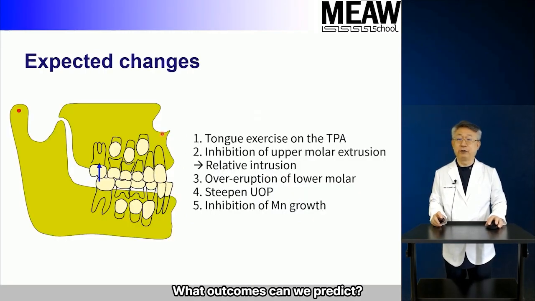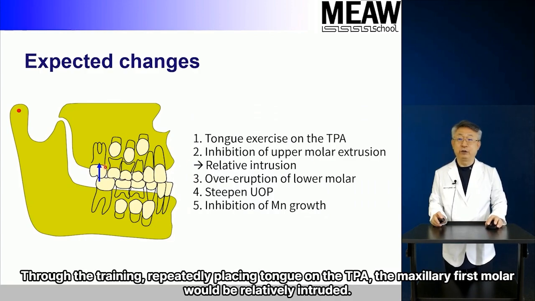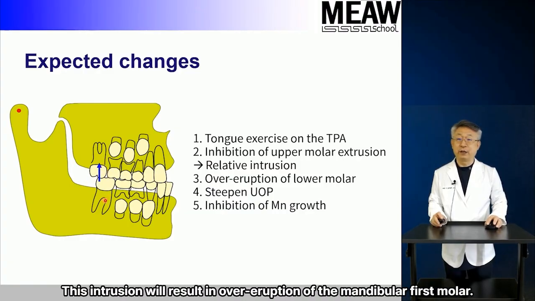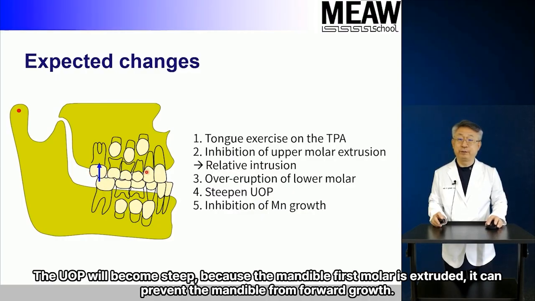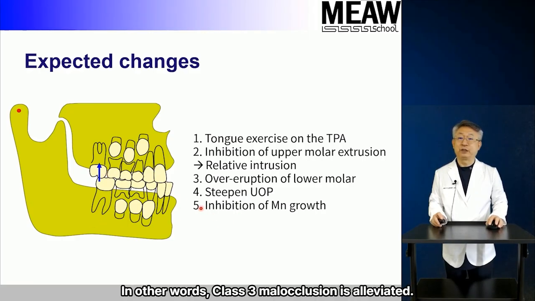What outcomes can we predict? Through the training, repeatedly placing the tongue on the TPA, the maxillary first molar would be relatively intruded. This intrusion will result in over-eruption of the mandibular first molar. The UOP will become steep. Because the mandibular first molar is extruded, it can prevent the mandible from forward growth. In other words, Class 3 malocclusion is alleviated.